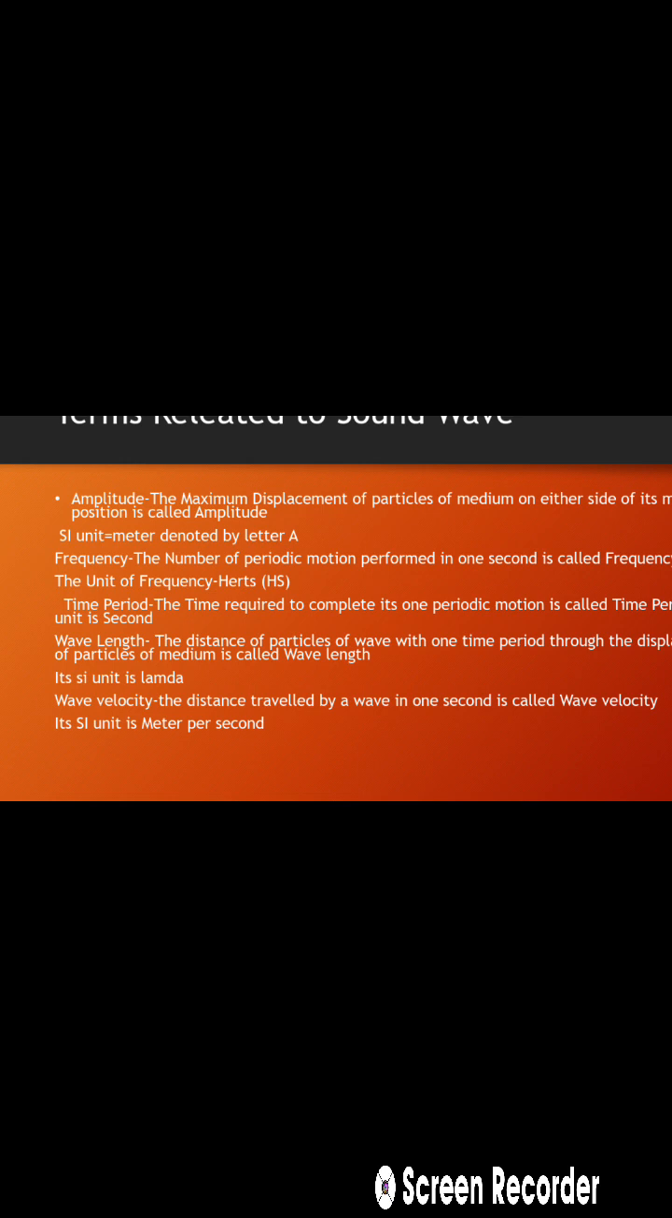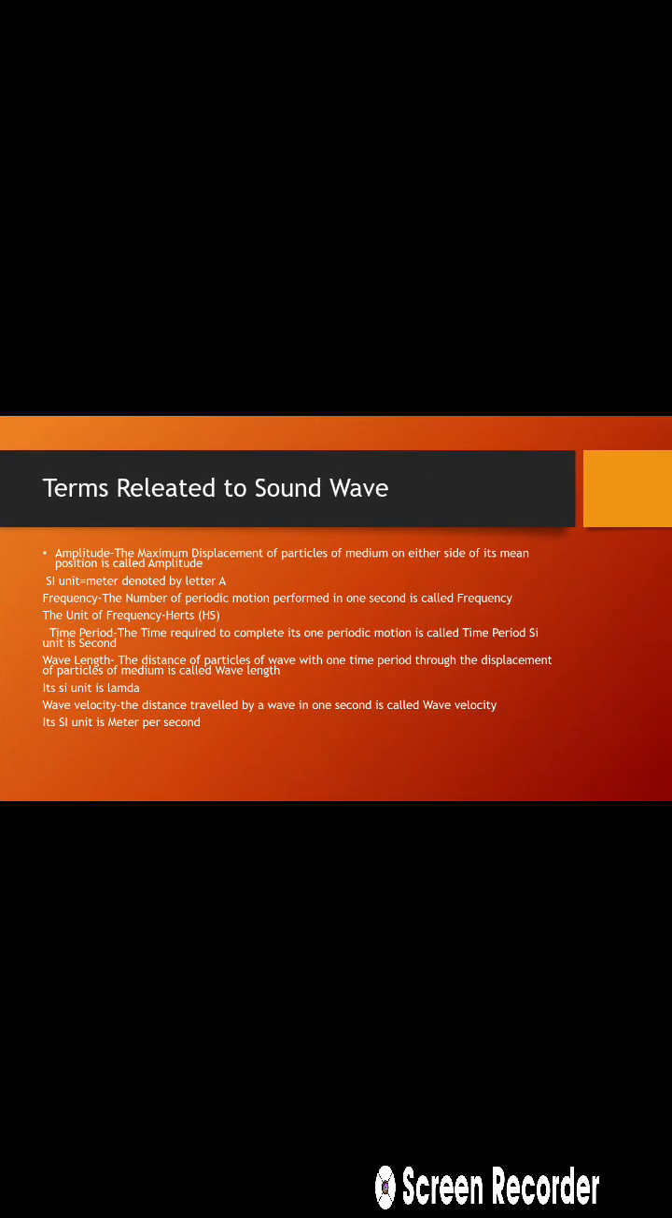Wave velocity. Now what is that? The distance traveled by a wave in 1 second. Means how much distance it covers in one second is called wave velocity. Its SI unit is meter per second. So these are the terms related to sound wave. Let's go to the next slide.